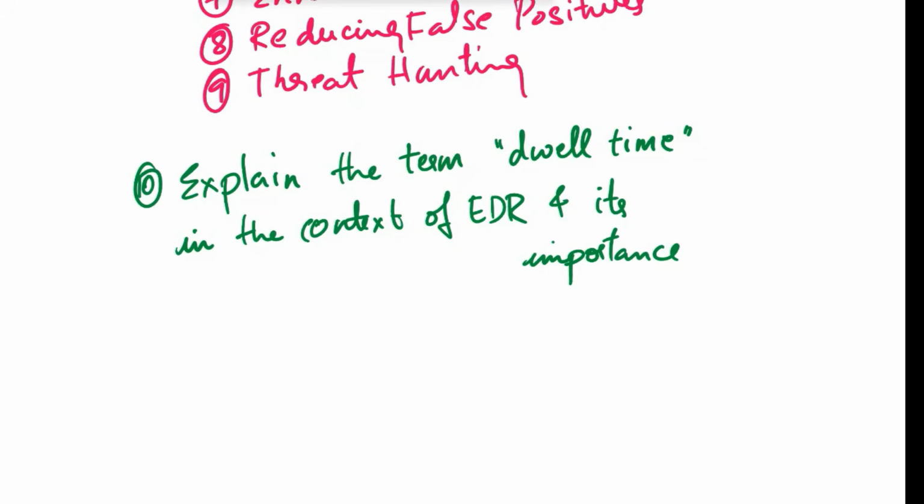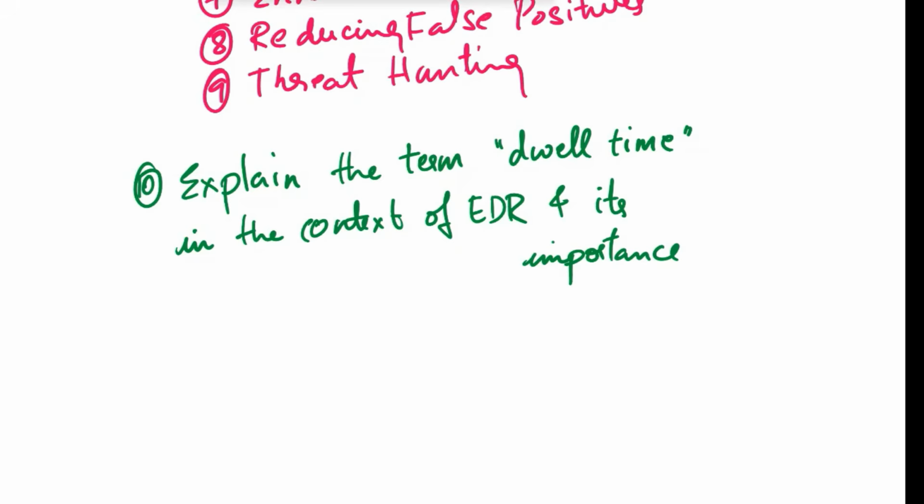Explain the term dwell time in the context of EDR and its importance. Dwell time refers to the duration that a threat or malicious actor remains undetected within an organization's network or endpoints. In the context of EDR, dwell time represents the period between the initial breach of a network or endpoint and the eventual discovery and mitigation of the threat. It is essentially the time during which an attacker can move laterally, escalate privileges, and exfiltrate data without being noticed.